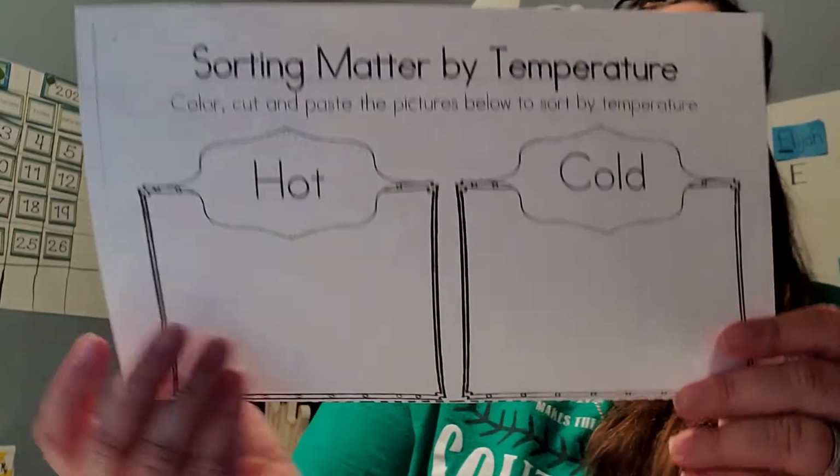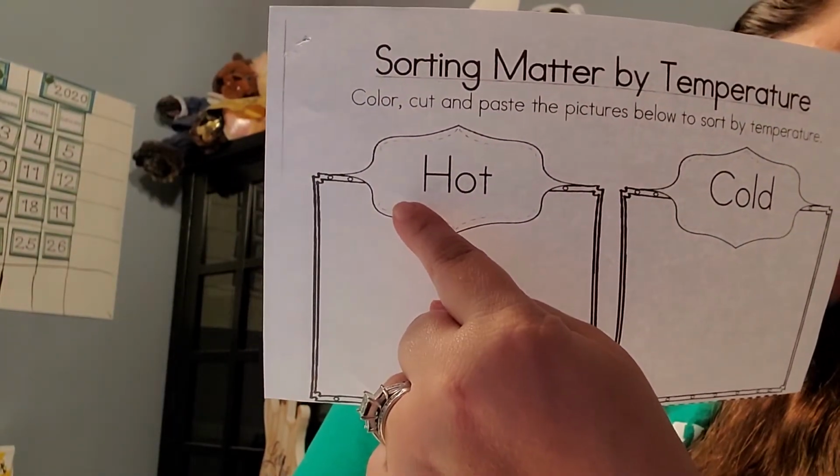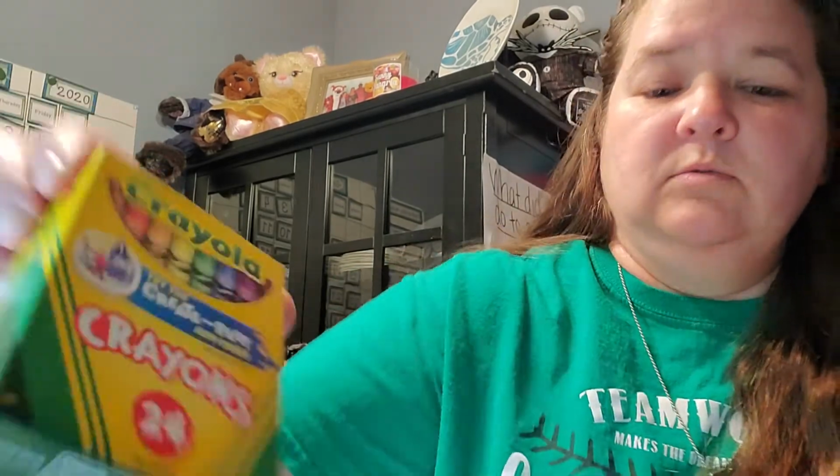So we have on our mat, now that we cut the bottom off, hot, which starts with an H. We have cold. Cold starts with a C. So we are going to glue our pictures under the hot or the cold side. Let me find my glue stick. We'll do it based on if our item is hot or cold.